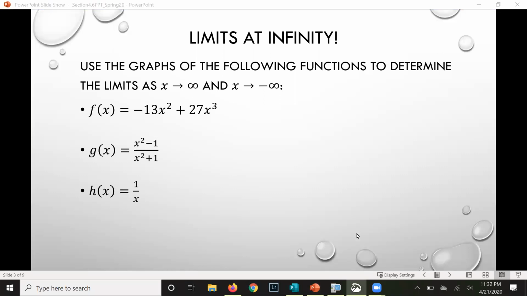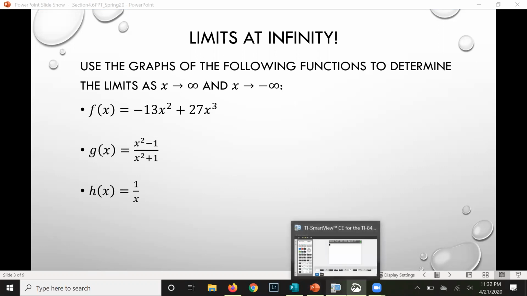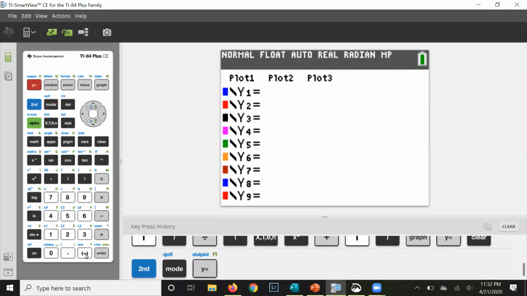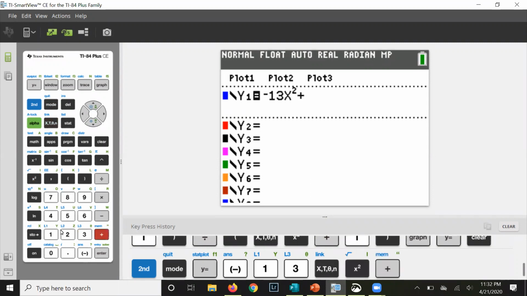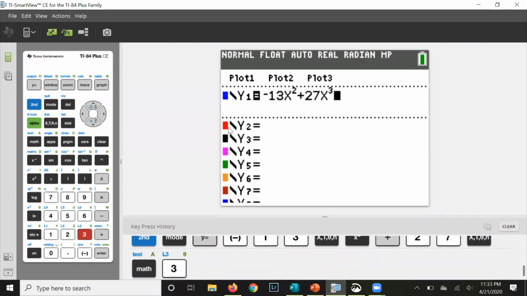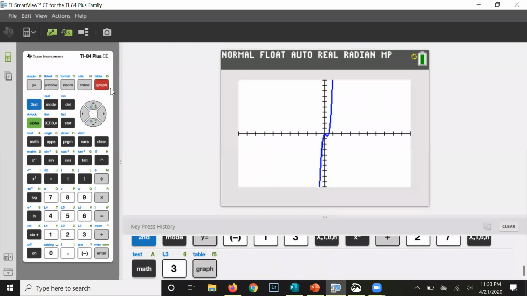So to determine this, we're going to use our calculators. So we're going to do some graphing here. I've got this set up here. I'm going to go into my y equals. I'm going to graph that first one. So negative 13x squared plus 27x to the third. Okay, so our function looks like that. If we graph that, we get a picture looking like this.